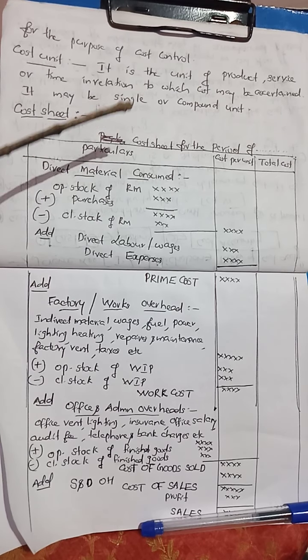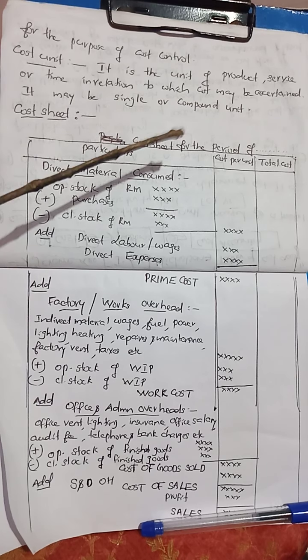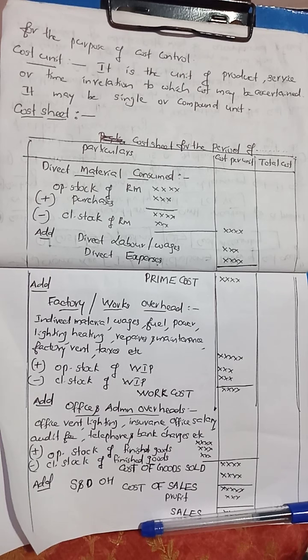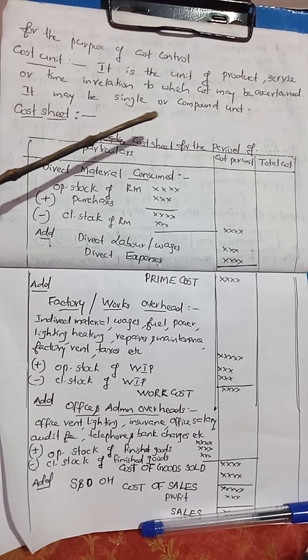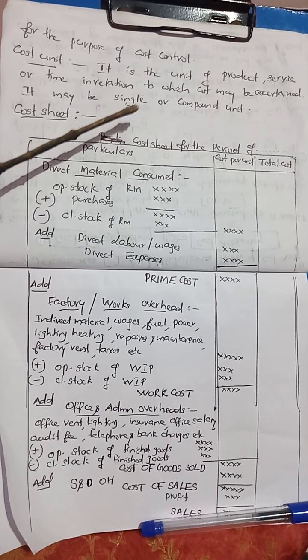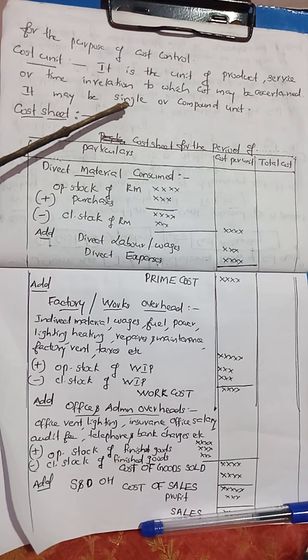So it is a part of a time in relation to which cost may be ascertained. Cost units are mainly of two types: single or compound unit. What do we mean by single unit? Kilogram, liter, kilometer. This is an example of single unit.